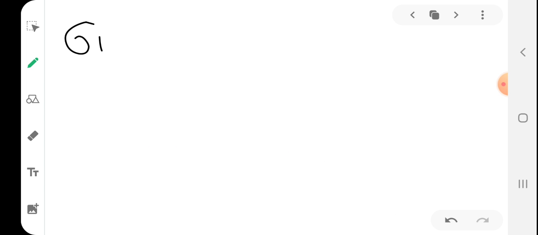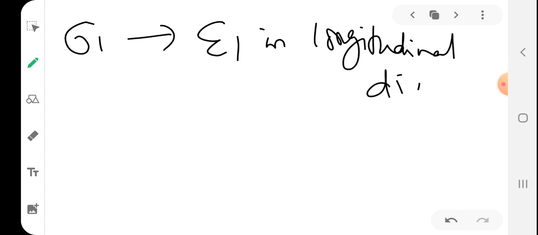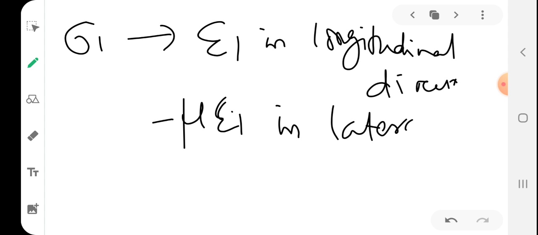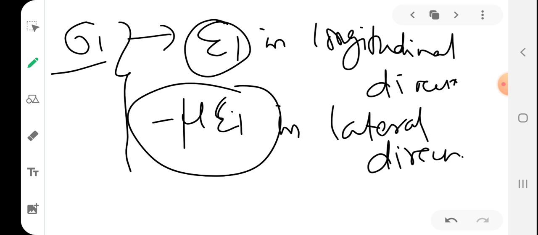Due to sigma 1 there will be a strain epsilon 1 in the x direction or longitudinal direction, right? Also a minus mu epsilon 1 in the lateral direction. So both of these are happening due to sigma 1: epsilon 1 in the longitudinal direction, minus mu epsilon 1 in the lateral direction.